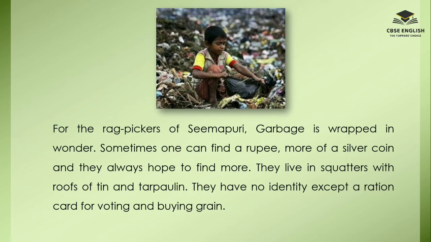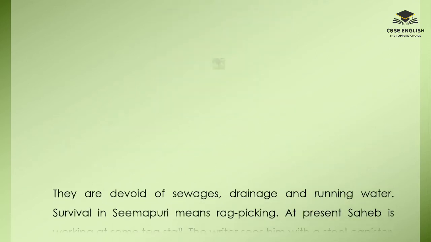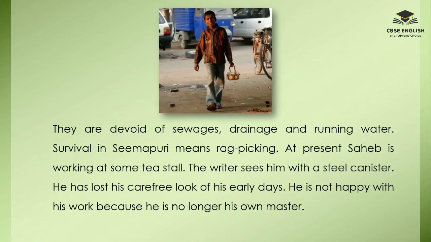They live in squatters with roofs of tin and tarpaulin. They have no identity except a ration card for voting and buying grain. They are devoid of sewage, drainage, and running water. Survival in Seemapuri means rag picking. At present, Sahib is working at some tea stall. The writer sees him with a steel canister. He has lost his carefree look of his early days. He is not happy with his work because he is no longer his own master.